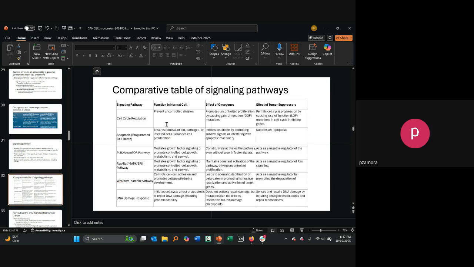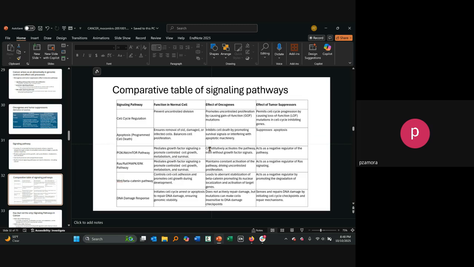All of these signaling pathways have a normal function in cells, either controlling cell growth, controlling death and related events, and a variety of other signaling from the outside of the cell to the inside of the cell. They also have specific effects on oncogenes and the tumor suppressors.